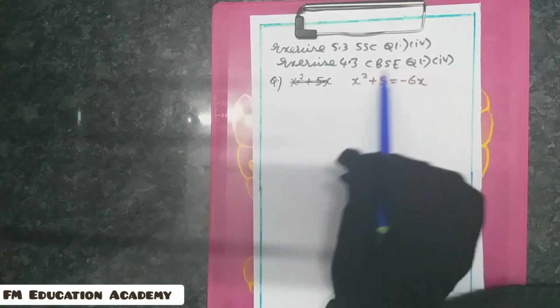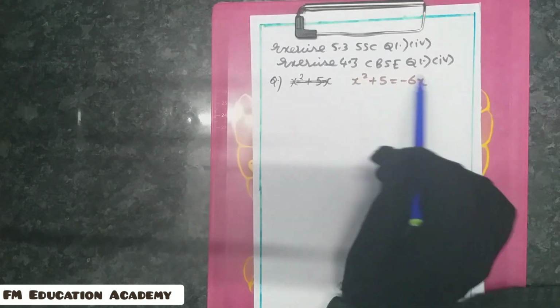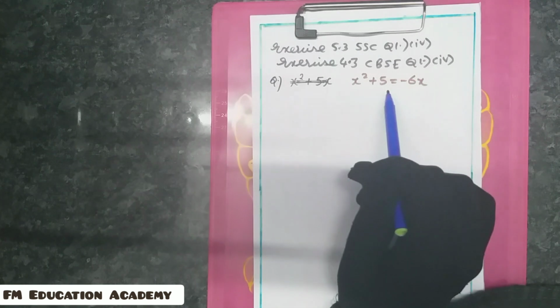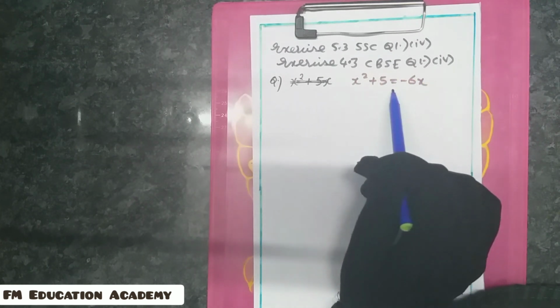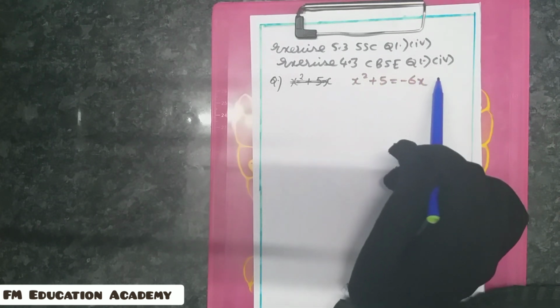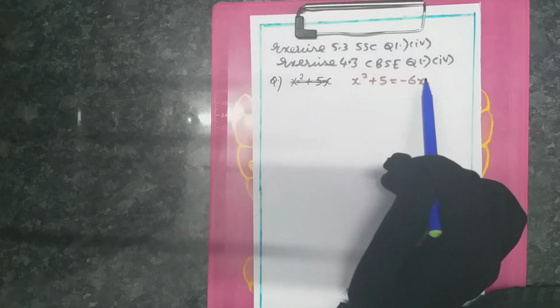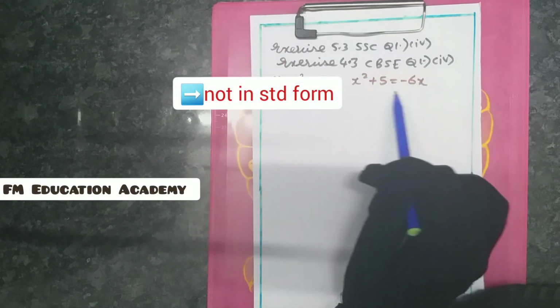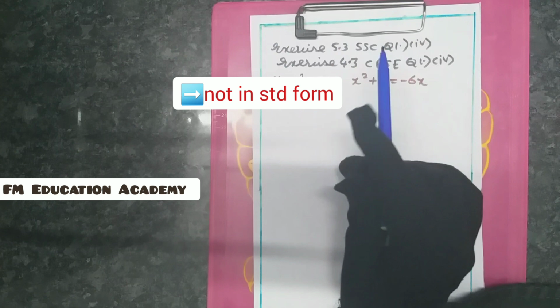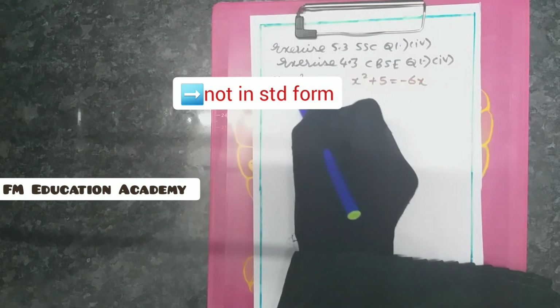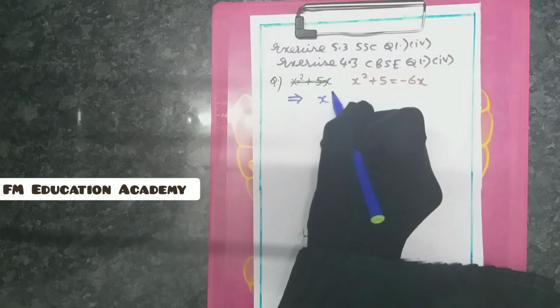What is my step 1? I have to ensure that my equation is of the standard form of a quadratic polynomial, ax squared plus bx plus c is equal to 0. But is this equation in the standard form? No, this equation is not in standard form. So make this equation in standard form first. So we know that in standard form, the x squared term will be first.